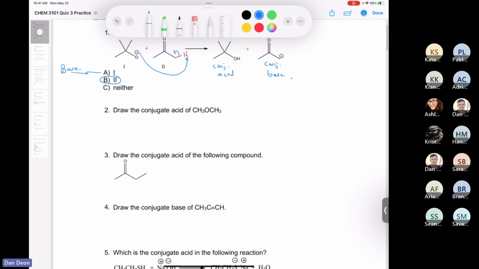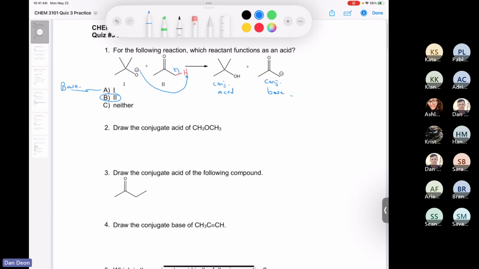All right, the next question is important. It says, draw the conjugate acid of this ether, right? You have an R group, and then an oxygen, then another R group. So if we draw the Lewis structure, the important thing to understand here, if you haven't noticed yet today, is that the difference between an acid and its conjugate base, or any base and its conjugate acid, is 1 H+ ion. So if this is the base, all we have to do is add 1 H+ ion to it, and we end up with the conjugate acid. That's it.